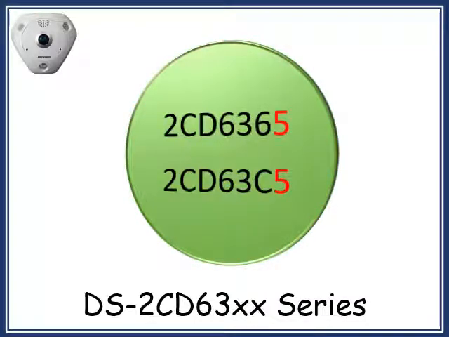We should all be quite aware of the code structure DS-2CD63x5F-IVS. That still stands. And here we see the new models are the 6365 and the 63C5. The 65 is for the 6 megapixel, the C5 is for the 12 megapixel, and the 5 denotes that there's been a change.